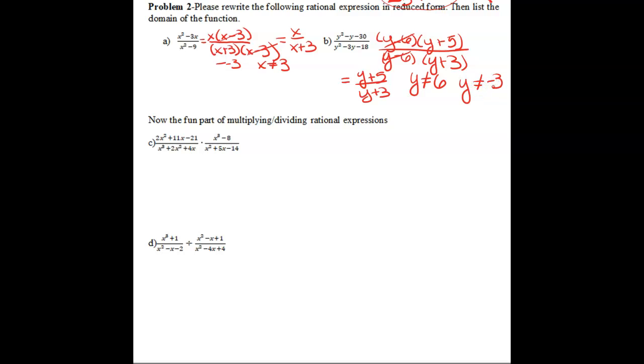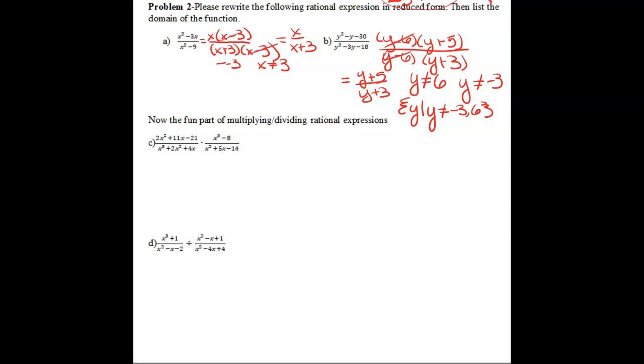Set builder notation's not too bad. You put the set of all y's such that y cannot equal 6 or negative 3. I'm not too picky about which one comes first. I know there are some math teachers who say you have to put it numerically, so the negative 3 and then the 6. I don't mind. As long as you've listed both of your numbers, I am a-okay, guys.